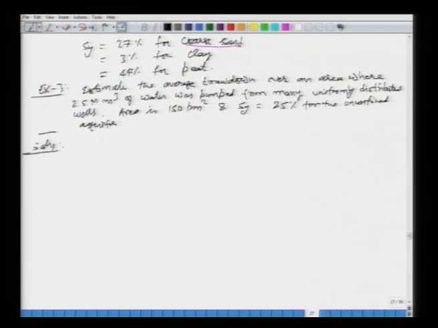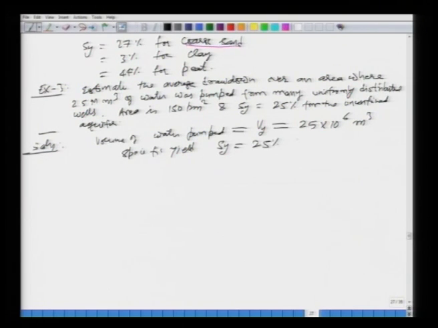What is given to us is the volume of water pumped out or drained. This is V_y, which we have just seen is the volume of water pumped, and it is given as 25 million cubic meters, so I can say 25 × 10^6 m³. Also given is the specific yield, S_y, which is 25%, so it is 0.25.